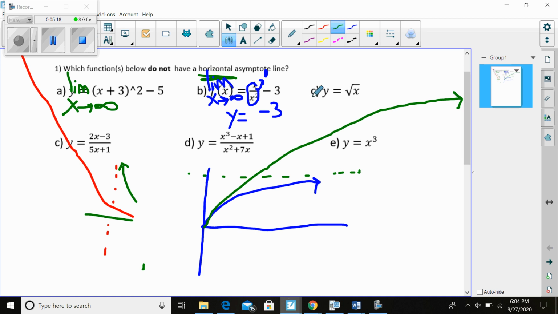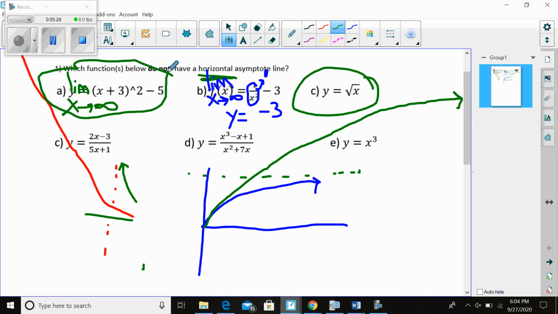So this would be no horizontal. So what did I say in the directions? Which functions below do not have horizontal asymptote lines? So I should circle this. I should circle this. Okay.